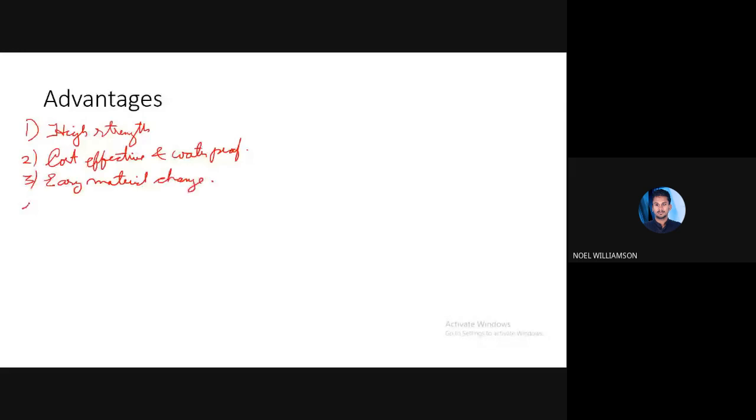Easy material change possible. Then thin parts. Even thin or delicate parts can be manufactured using this particular process, that is fused deposition modeling. Thin parts can be made. Now, regarding the tolerance, close tolerance can be made. Close tolerance is possible.